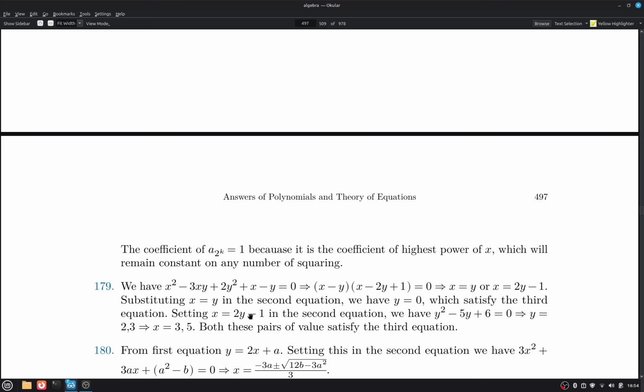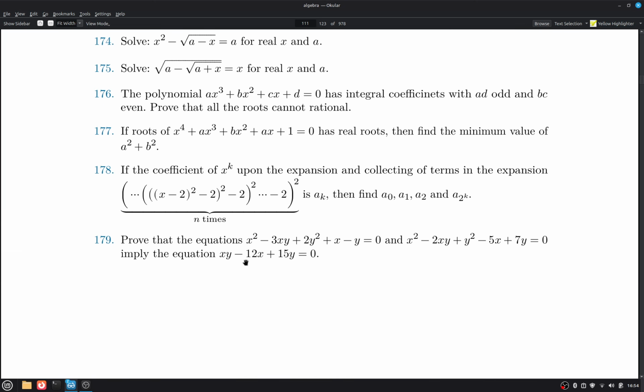Now we set x is equal to 2y minus 1 in the second equation. We get y square minus 5y plus 6 is equal to 0. So y is equal to 2 and 3, which gives x is equal to 3 and 5. So we will have two pairs, and both these pairs of values satisfy the third equation.